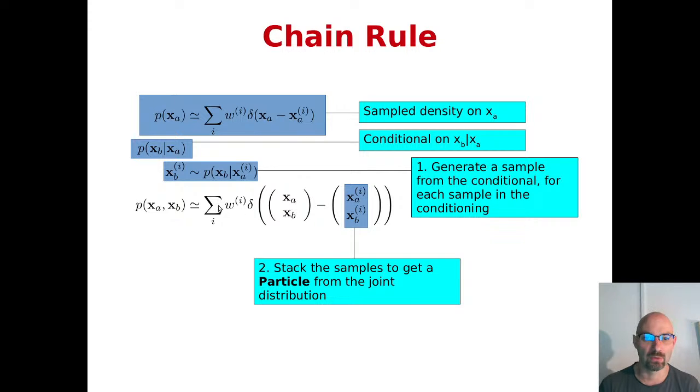I put it in as the center of the new delta, which will now be living in a space having a higher dimension, with dimension of xa plus dimension of xb. And I think this is obvious.